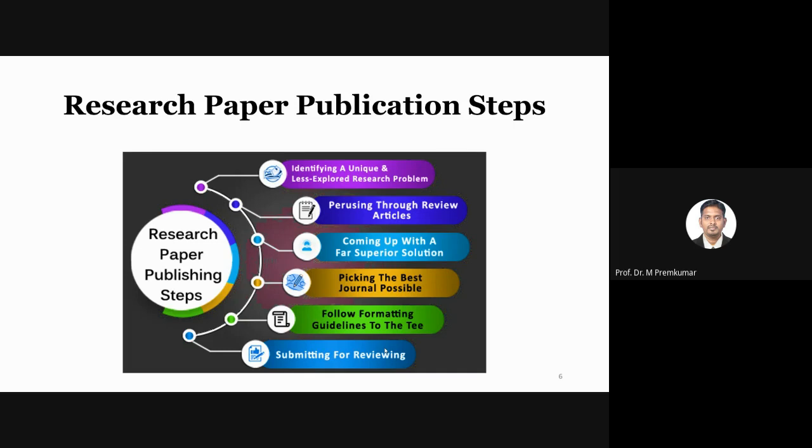So you have to select that kind of journals. If there is no problem with the template, yes, you can go for the submission. So before submission, read the guidelines for authors completely, then finally you submit the paper. So these are the steps you have to follow when you go for research paper publications.